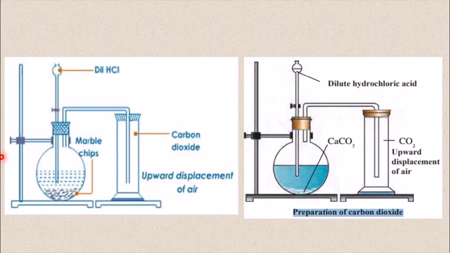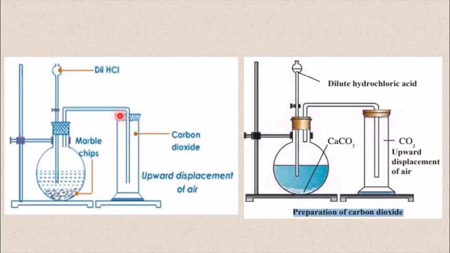Then we require a gas delivery tube. So this is the gas delivery tube. The gas can be delivered from here and can be sent to wherever we want. Then we also require a glass jar. This is a glass jar. And here we have the rubber corks which we have attached here. So these are the apparatus which we require to prepare carbon dioxide in the laboratory.